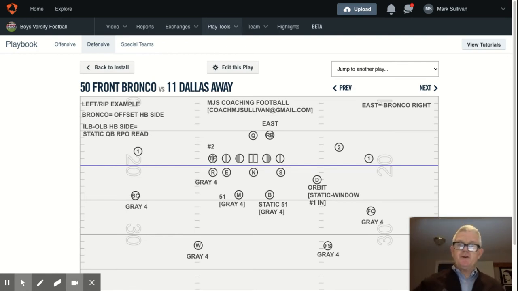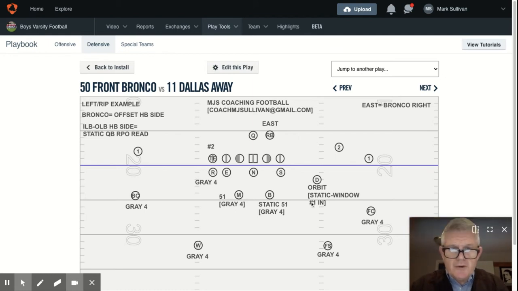My background: it's my 38th year coaching football. I've either been a defensive, offensive, or special teams coordinator and a head coach at both the collegiate and high school levels. In this presentation, I want to share with you one of our tweaks to our base match quarters grade 4 coverage, specifically used for when we're anticipating RPOs, and we just call it Bronco.